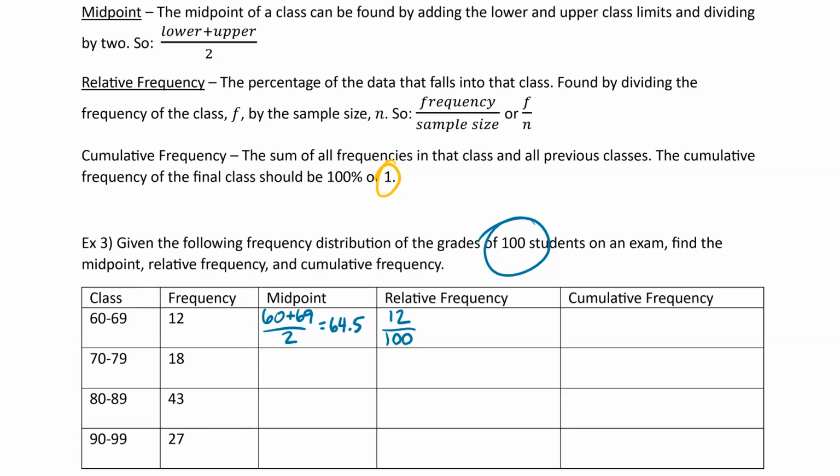All right, so 12 out of 100 would be 0.12. And for cumulative frequency, since right now we only have 1, it is also just 0.12.